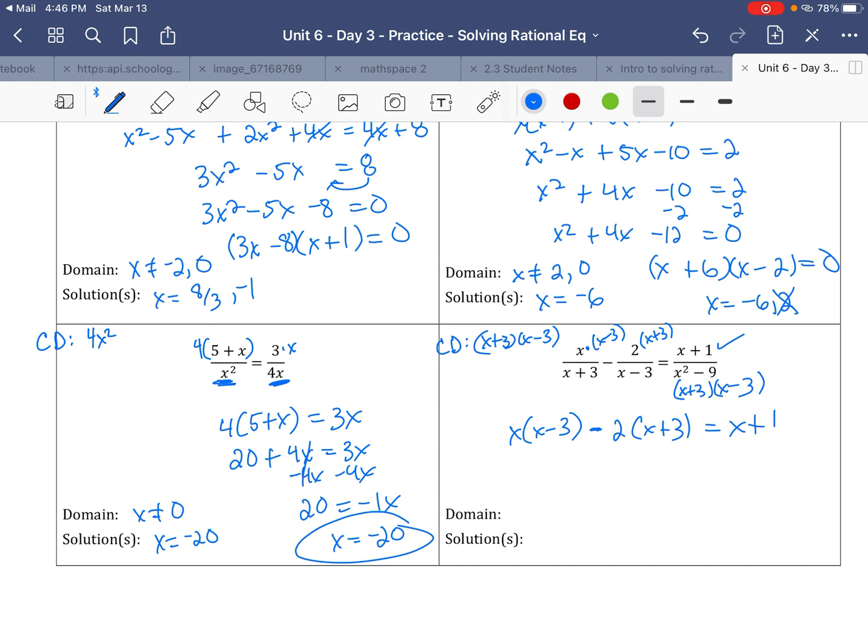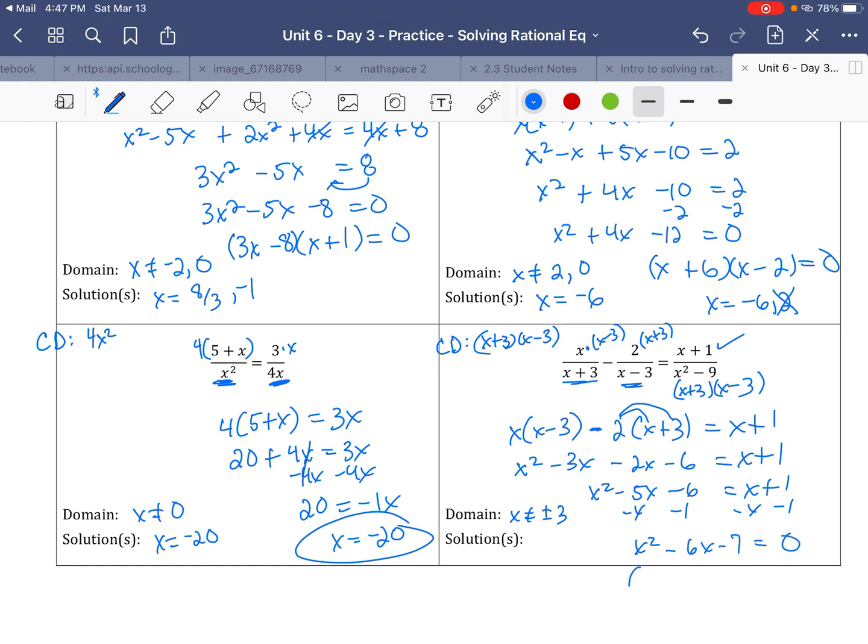All right, be careful with your distributive property because this is a minus 2 right here. So I got x squared minus 3x, and I have negative 2x minus 6, because it's a negative 2 times both of these, equals x plus 1. And I did forget about my domain. x cannot be plus or minus 3, because that would make these 0. All right, let's see. Clean up the left side. x squared minus 5x minus 6 equals x plus 1. So let's take away x. Let's take away 1. So I got x squared minus 6x minus 7.